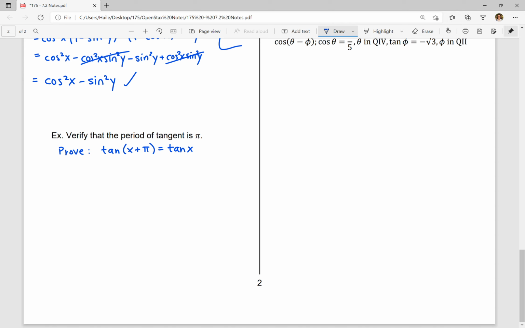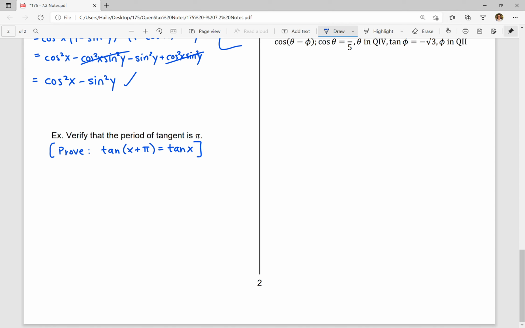Okay, so this makes sense for the definition of the period, because remember, a period was basically the distance before one of these graphs starts repeating itself. So if we're saying add pi to an angle and we get that same angle back, that's exactly what we want to happen, right? We want it to repeat after a distance of pi. So this identity makes sense, and that's what we're going to prove.